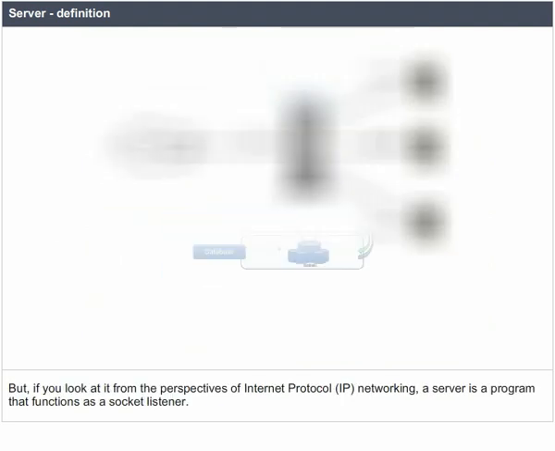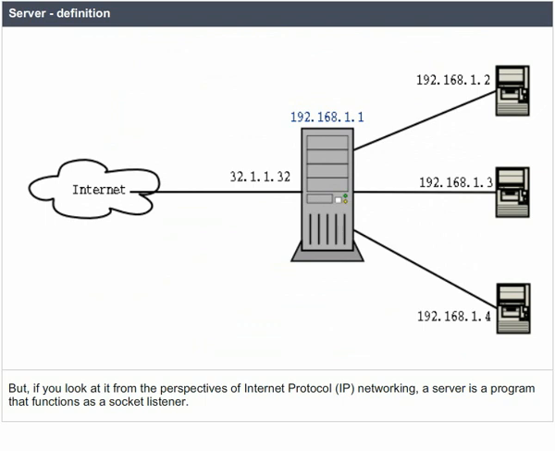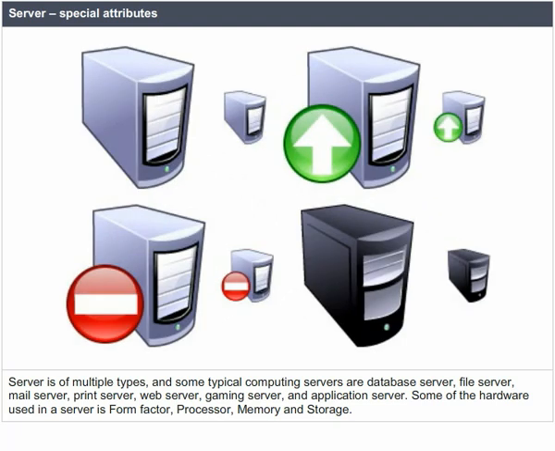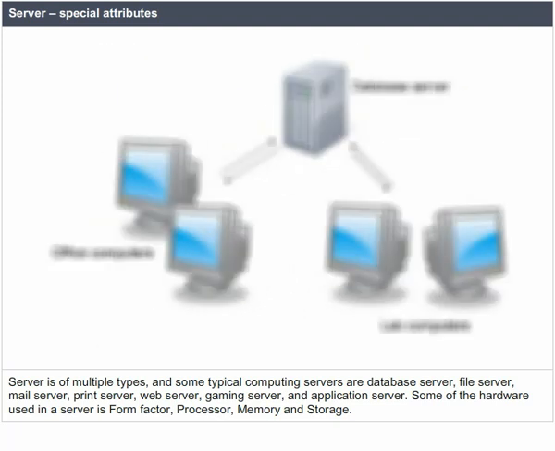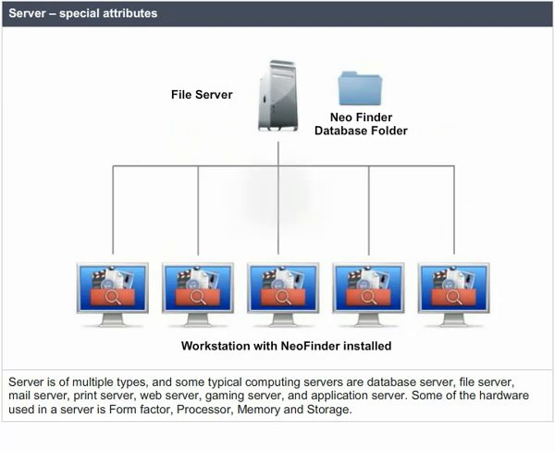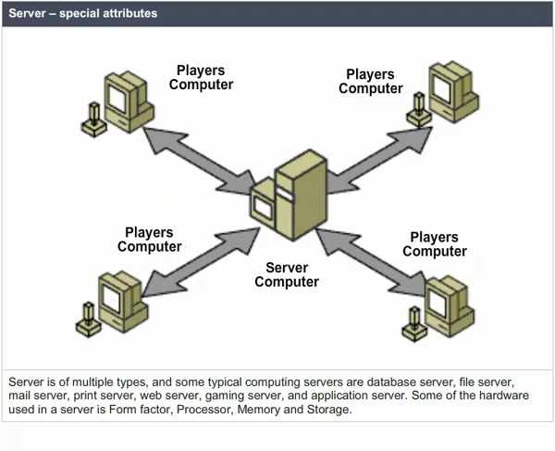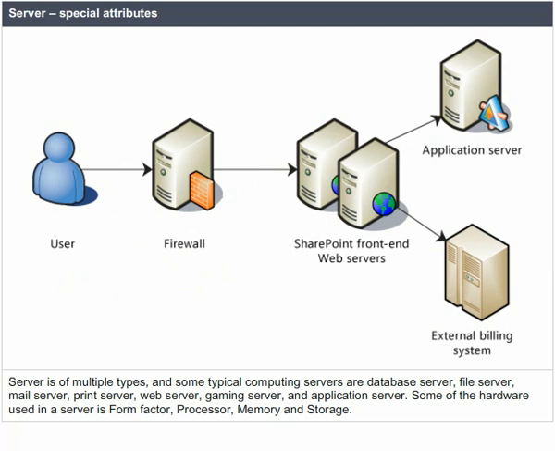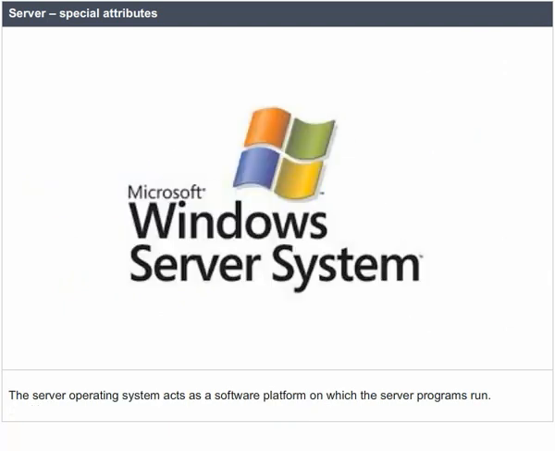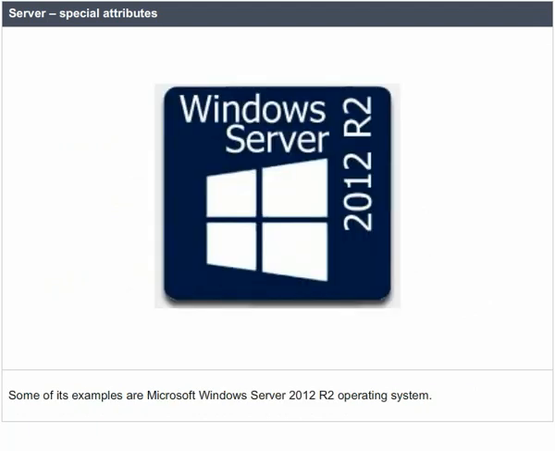But if you look at it from the perspective of Internet Protocol networking, a server is a program that functions as a socket listener. Server special attributes. Servers are of multiple types, and some typical computing servers are database server, file server, mail server, print server, web server, gaming server, and application server. Some of the hardware used in a server is form factor, processor, memory, and storage. The server operating system acts as a software platform on which the server programs run. An example is the Microsoft Windows Server 2012 R2 operating system.